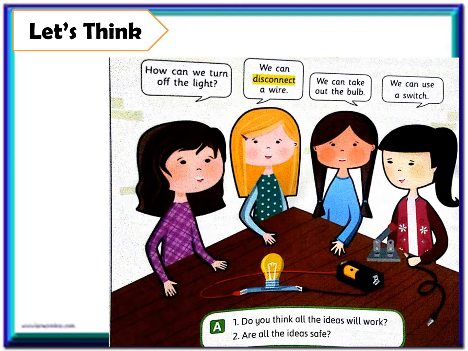Okay, let's think. Look at this picture. Okay, in this picture, I have a simple circuit. There's bulb, wires, and batteries. Okay, how can we turn off the light? We can disconnect a wire. We can take out the bulb, and we can use a switch. Do you think all the ideas will work? Are all the ideas safe?